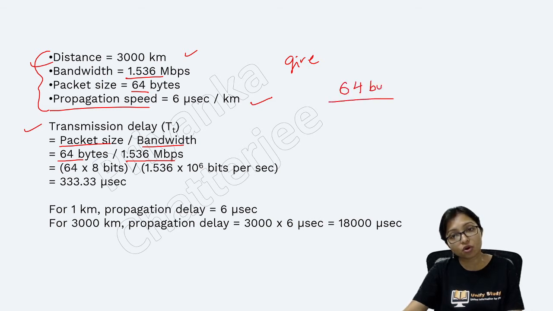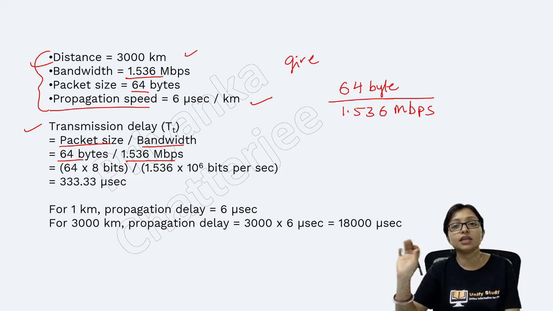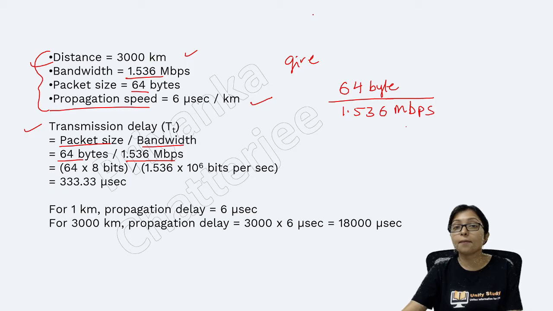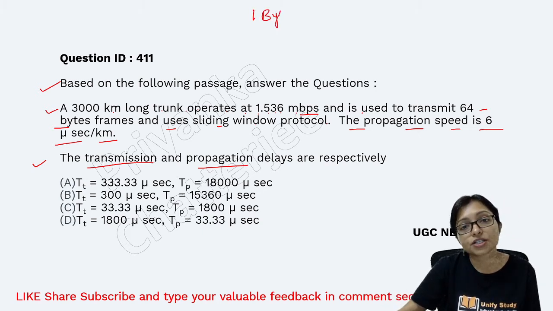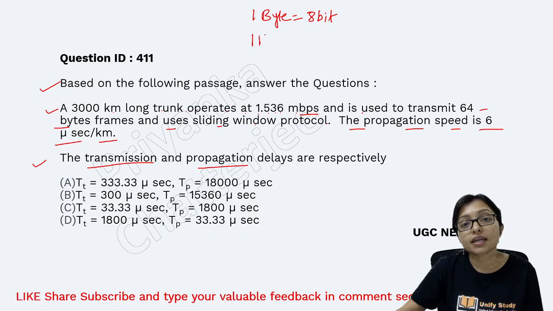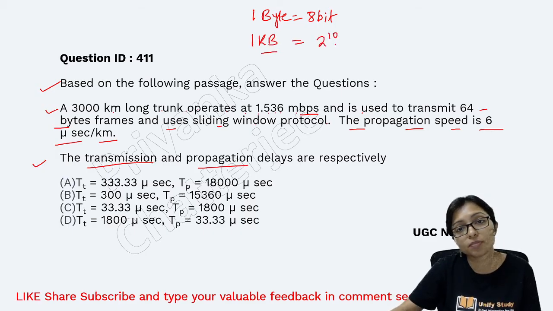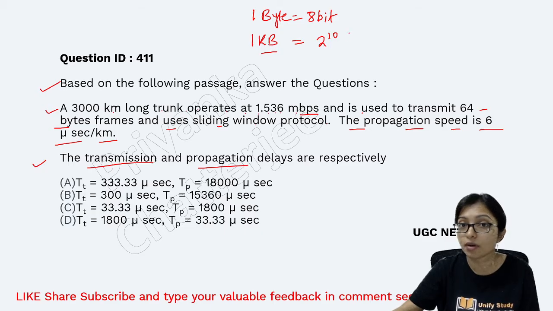Now here is a big problem. It is 64 byte guys, and this is 1.536 mbps. Now always remember, whenever you are doing mathematics, you need to convert to the same unit. mbps means megabit per second. Small b means bit, capital B means byte. And that's why I am going to tell you that 1 byte means 8 bit. Remember. And 1 KB means kilobyte, which is 2 to the power 10. You have to multiply with 2 to the power 10 to convert it into byte.